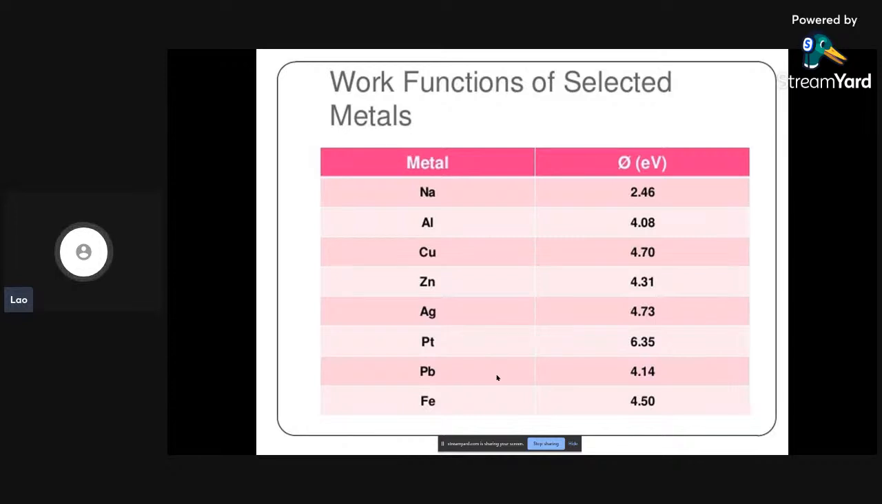So, we do have sodium. Itong sodium na to ay usually ito yung mga silver na makikintab. And we do have also aluminum, copper, zinc, gold, platinum, plumbum, and iron.